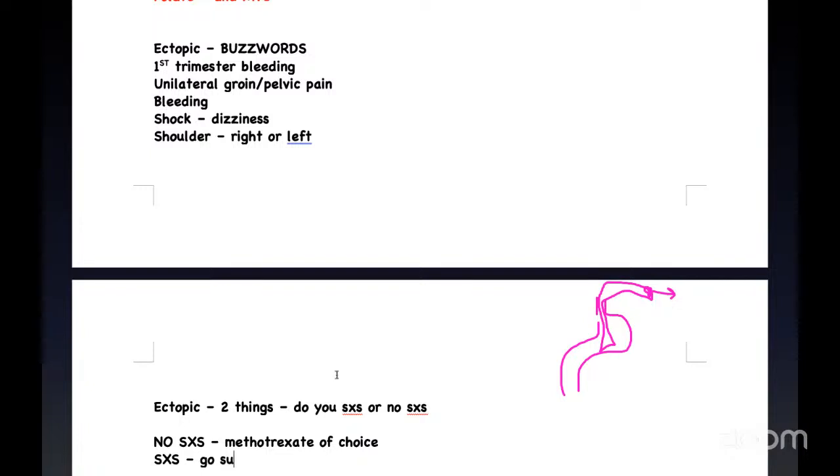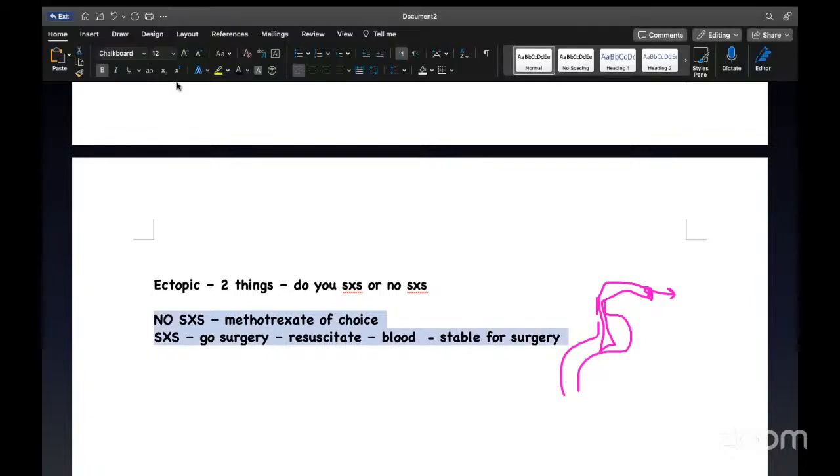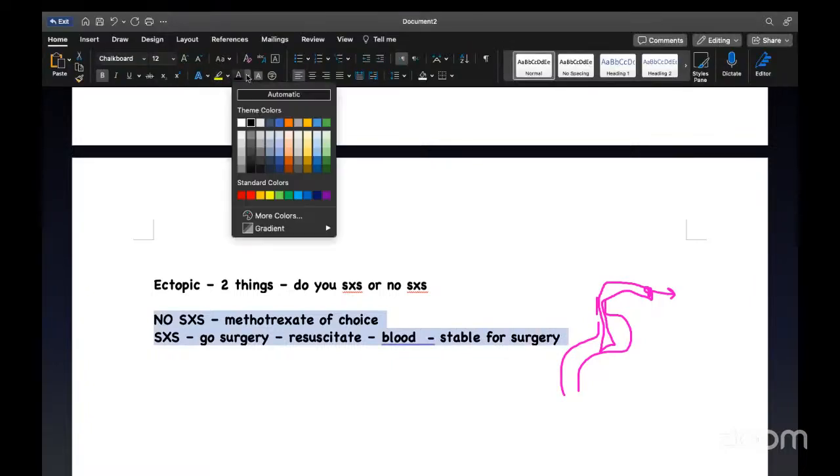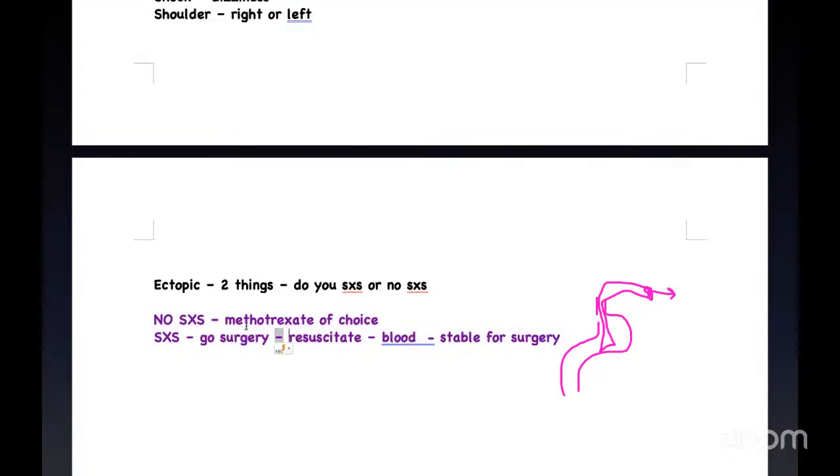But if you have symptoms, you go to surgery. But before, we need to resuscitate you. We give you some blood, we check your labs, we make sure mommy is stable for surgery. So these are the two things you shouldn't forget. If they give you a case and they put methotrexate there, if mommy is having pain, she's not getting methotrexate. So pain is the first thing that will distinguish between them.